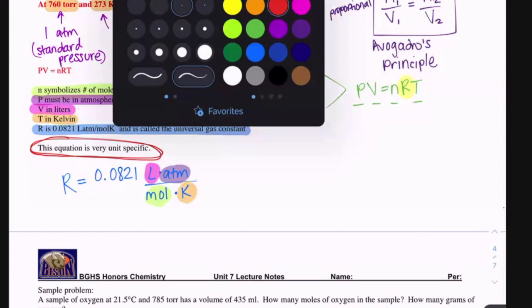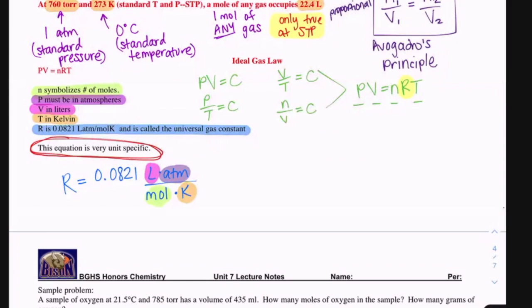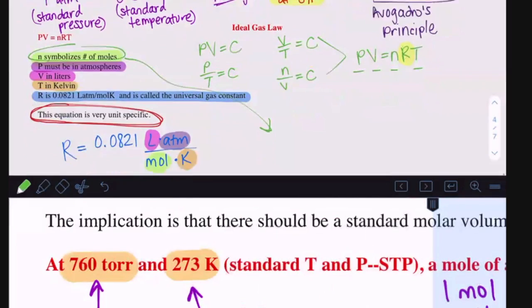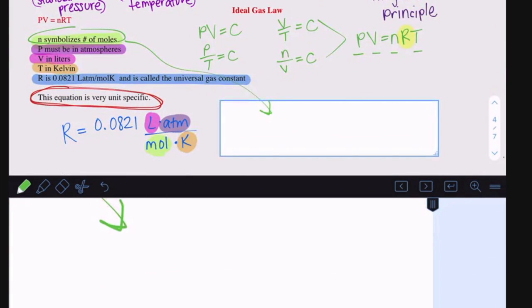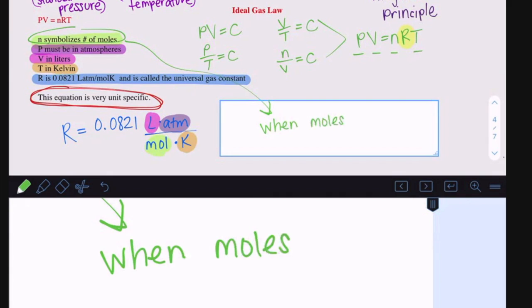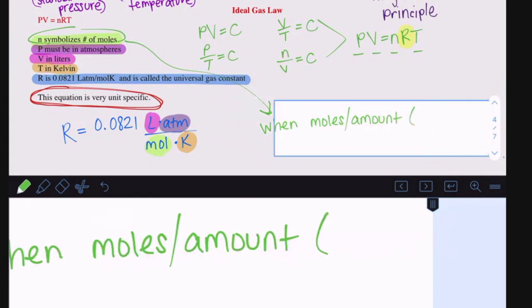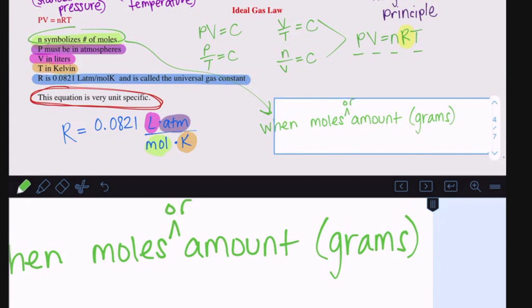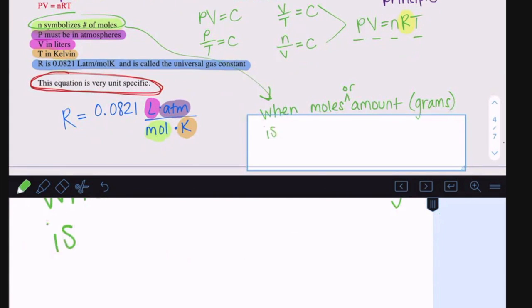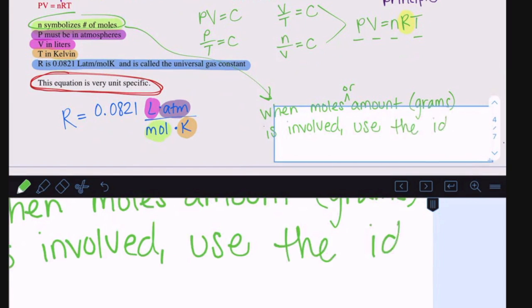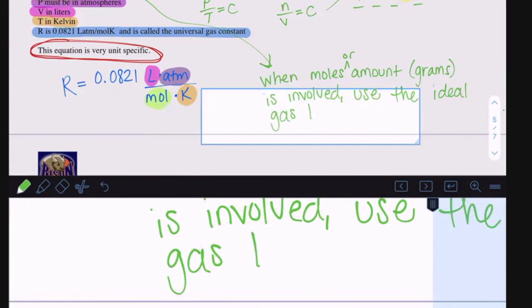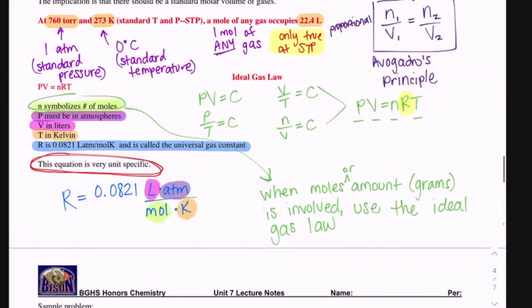And additionally, this equation has moles involved in it. So I'm going to draw a little arrow over here. This is why we use the ideal gas law. When moles are involved, we want to use the ideal gas law. So when moles, or an amount, and an amount being in grams, I'm just going to put "or" because I don't want you to get confused. So when moles or an amount of something is involved, use the ideal gas law, because it incorporates moles with everything else we've been talking about.